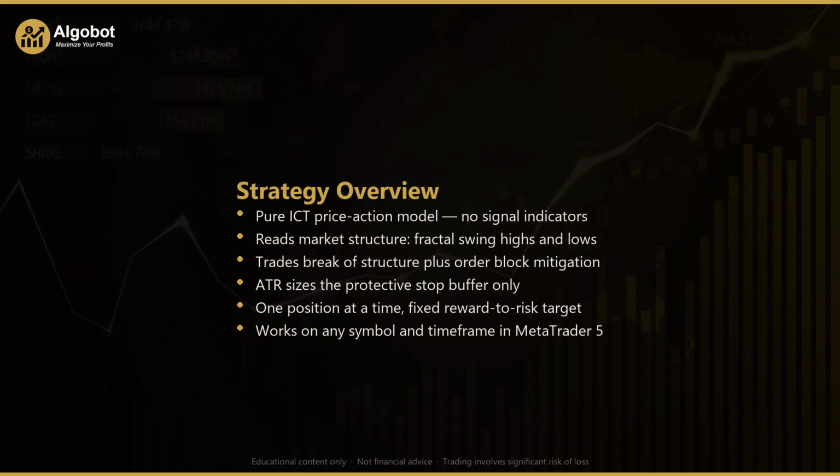Notice what is not here. There is no oscillator, no moving average crossover, and no momentum signal. The only indicator used at all is the average true range, and it is used purely to size the protective stop buffer, never to generate a signal. This makes the approach well suited to traders who want to study how structure-based, price action logic can be expressed in clean code. It trades one position at a time, it tags each trade with a magic number, and it can be applied to any symbol and time frame in MetaTrader 5.